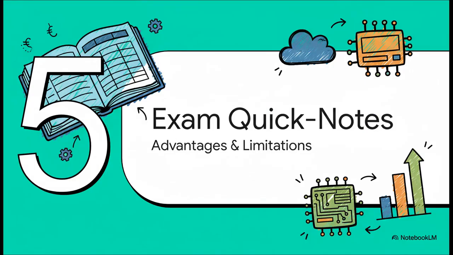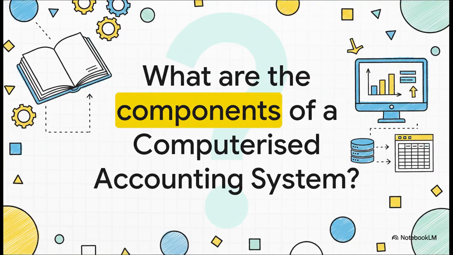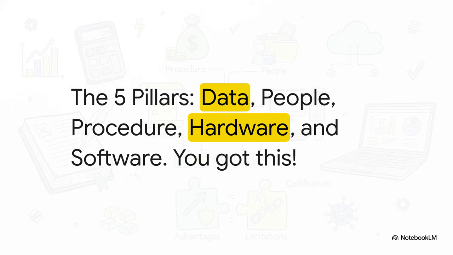Okay, let's switch to full-on exam mode now. I'm going to give you some quick notes on the pros and cons, things you can just write down and revise right before your paper. And it's exam question time. Let's see if you were paying attention. The components of a computerized accounting system are, have a look at the options, A, B, or C. Think back. What were those 5 pillars we just talked about? I'll give you a second. Did you get it? The correct answer is, of course, B. Data, people, procedure, hardware, and software. Simple, Hannah. See, you already know this stuff so well.